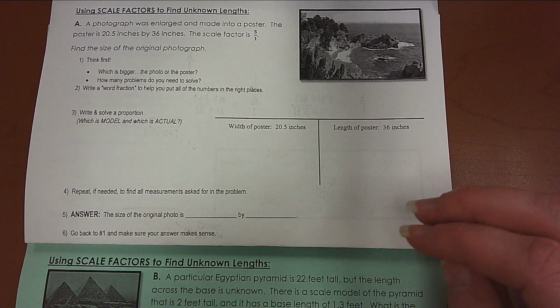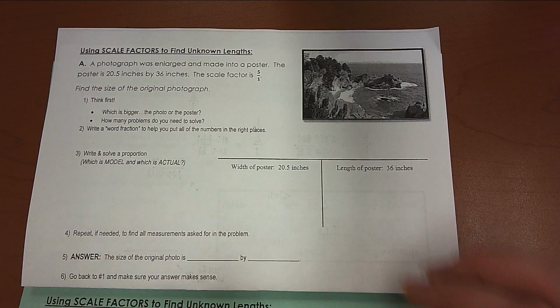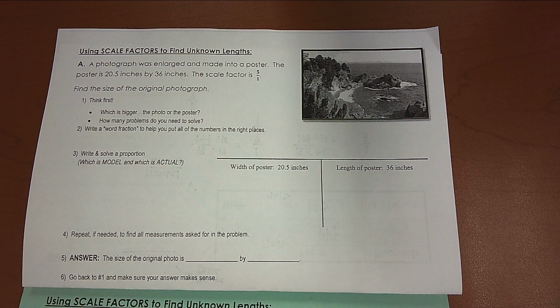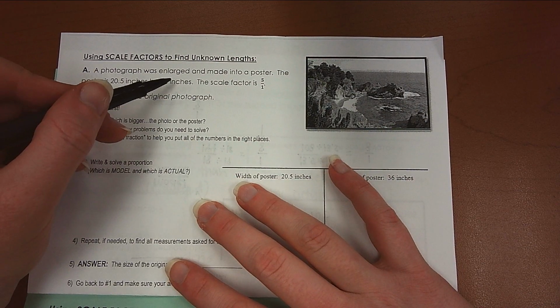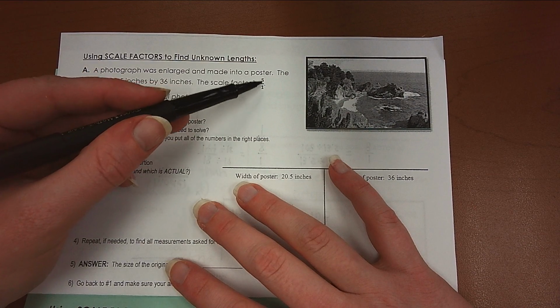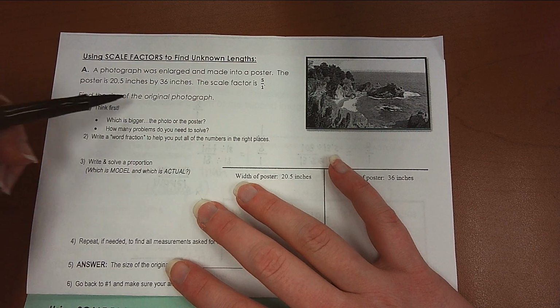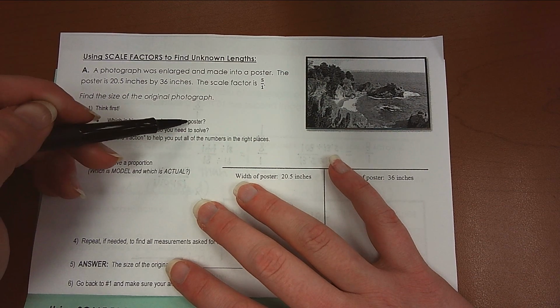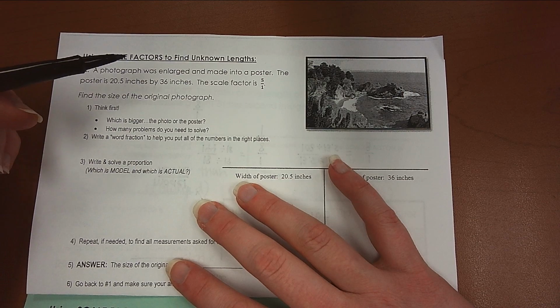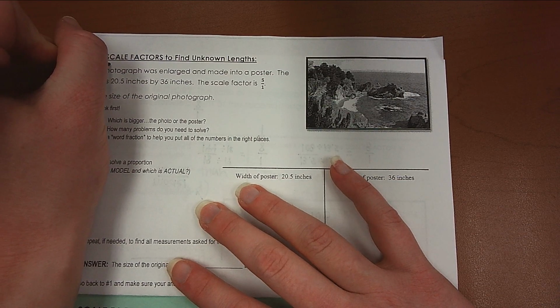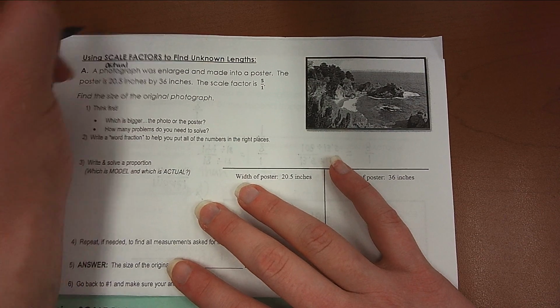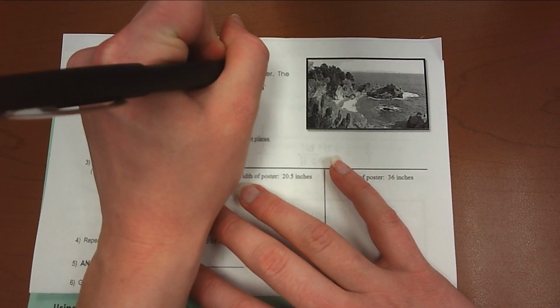And so we have an example here that says a photograph was enlarged and made into a poster. The poster is 20.5 inches by 36 inches, and the scale factor is 5/1. Find the size of the original photograph. Think first, which is bigger, the photo or the poster? Remember that our photograph is our original, it's our actual. Our model is this poster.